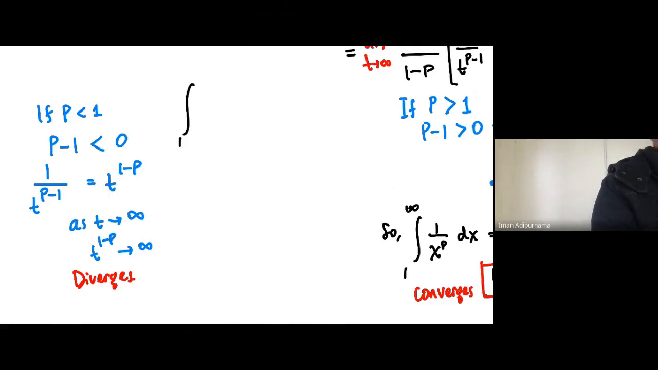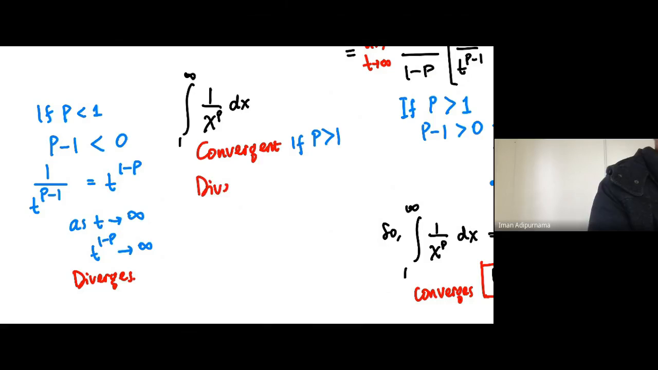So, conclusion: this will be convergent if p is greater than 1. This is divergent if p is less than or equal to 1.